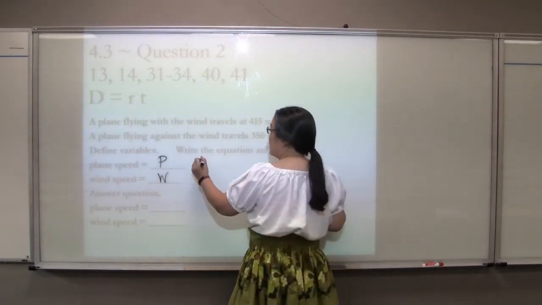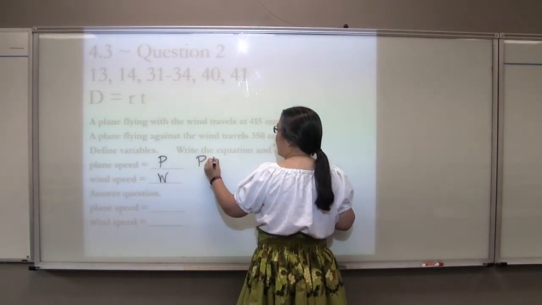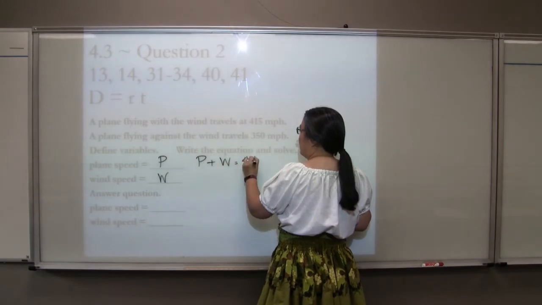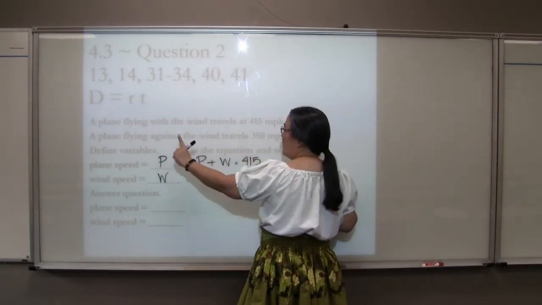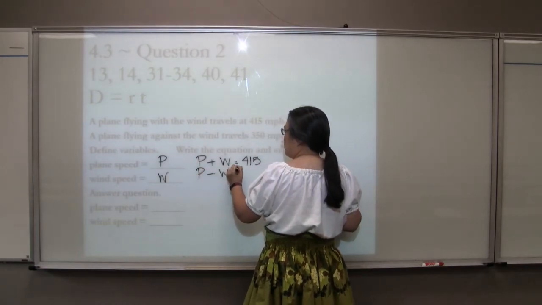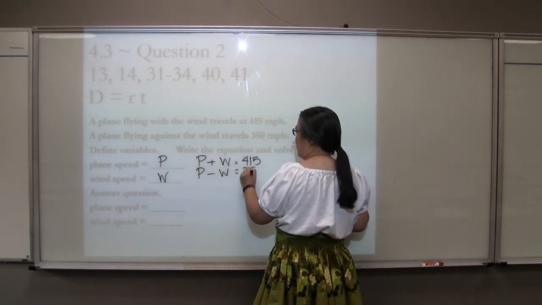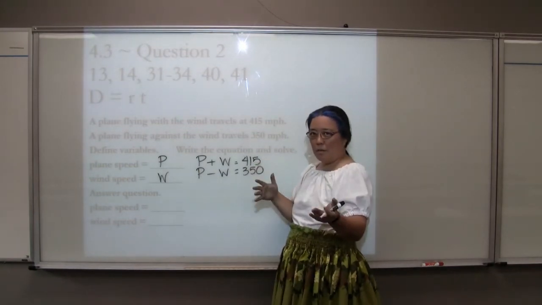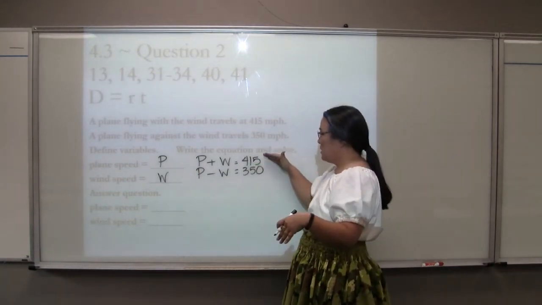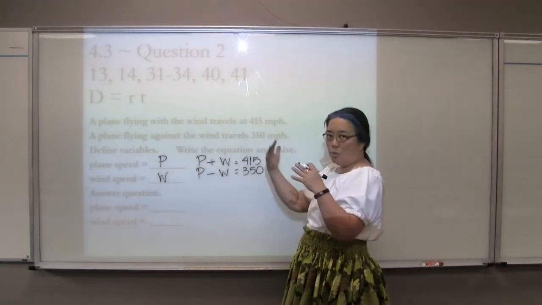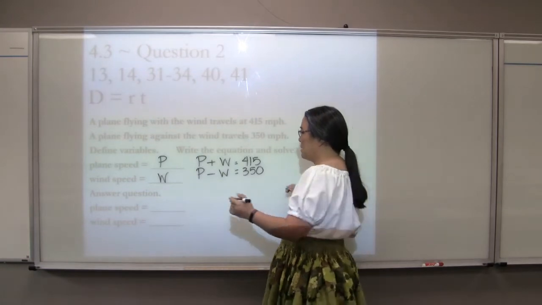So the first sentence says that the plane flying with the wind travels at 415 miles per hour. Then the next sentence says the plane flying against the wind travels at 350 miles per hour. So the plane's speed is somewhere between there, because with the wind or against the wind, a tailwind will make your plane go faster, and a headwind fighting against you will make your plane go slower.